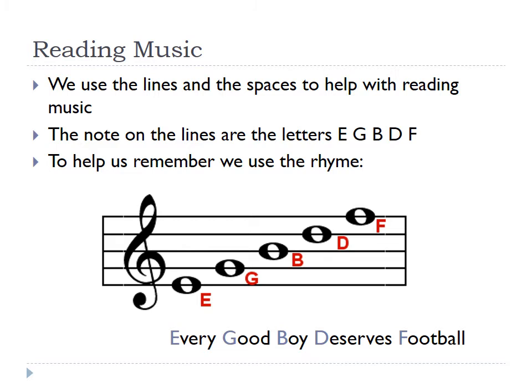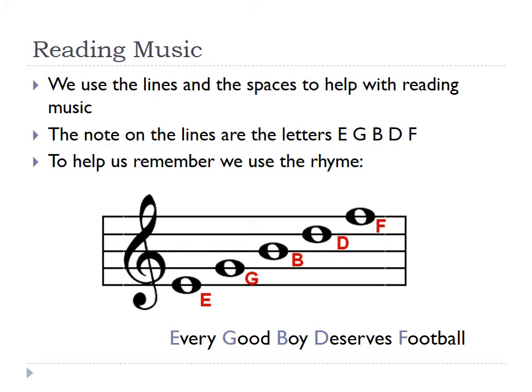So when we see a note on the line, the bottom line, that note is always going to be an E. If we see a note on the second line, it is a G. On the third line, it is a B. On the fourth line, it is a D. And on our top line, it is an F.